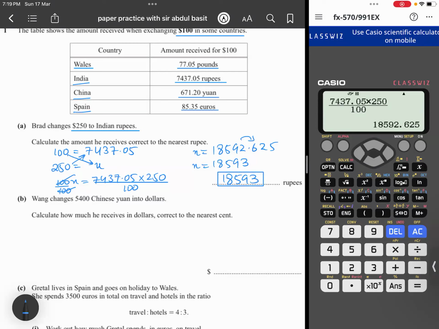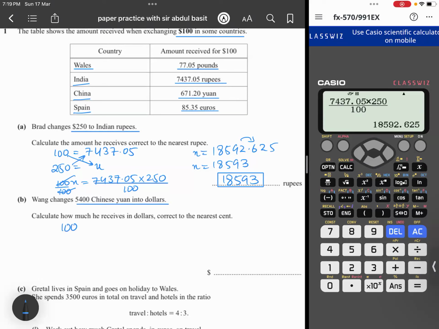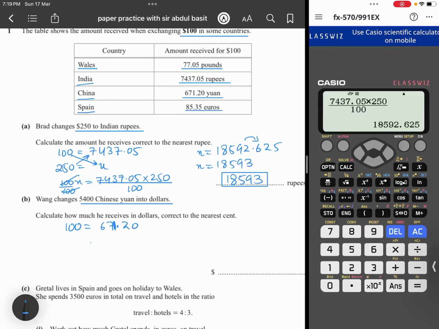Wang changes 5,400 Chinese yuan into dollars. Okay, what I have for the dollars in China, according to the scale, is $100. It is equal to how many Chinese yuan? It is 671.20. He's changing 5,400 Chinese yuan. So 5,400 will come here and X will go there because we don't know the dollars. So multiply: 671.2 times X equals 100 multiplied by 5,400. Now divide by 671.2 on both sides.